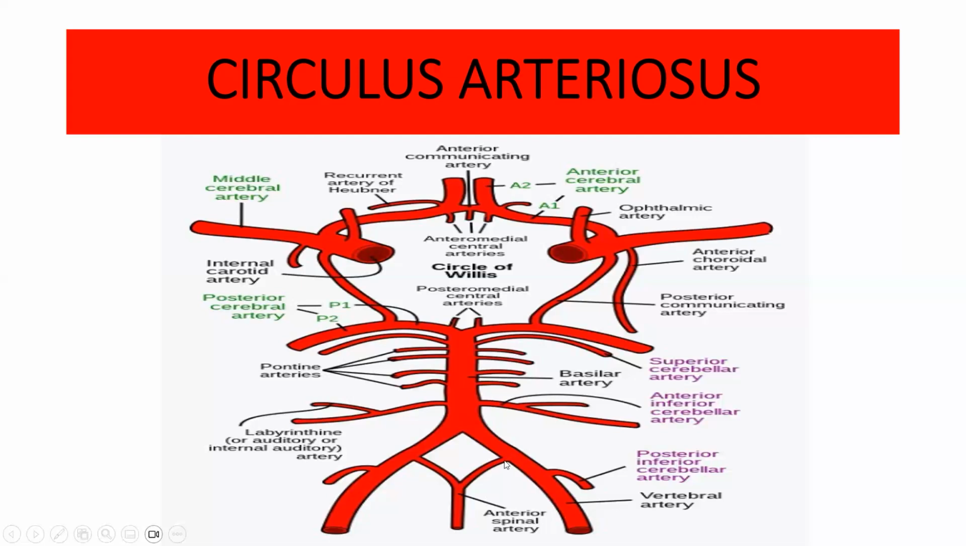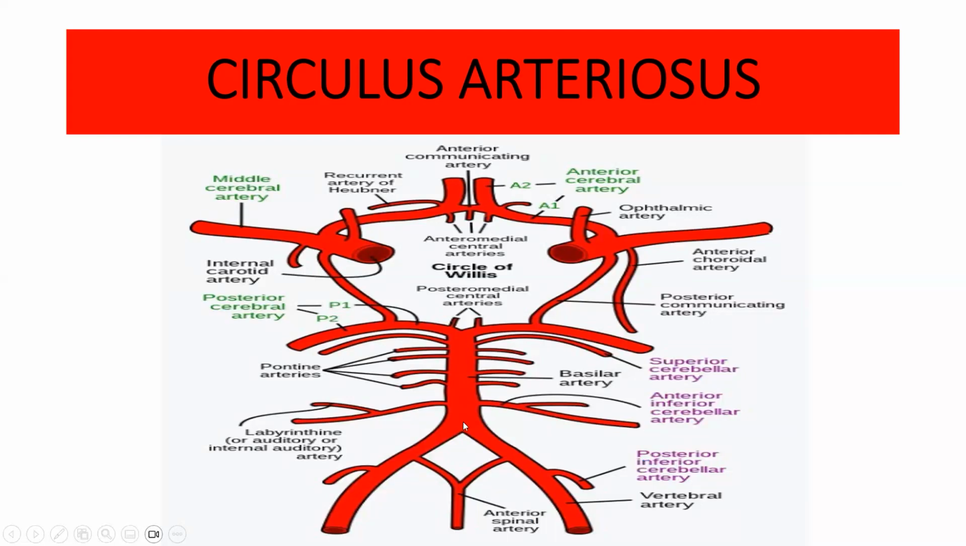Now, this branch coming off the vertebral artery is called the anterior spinal artery, which supplies the anterior 2/3 of the spinal cord. This is the posterior inferior cerebellar artery. This is the PICA. Usually, the posterior spinal artery comes off the PICA. That's the posterior inferior cerebellar artery.